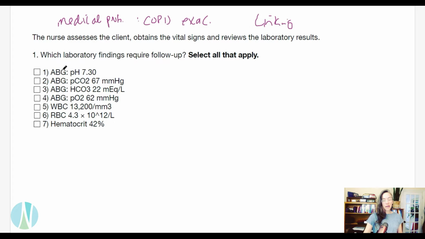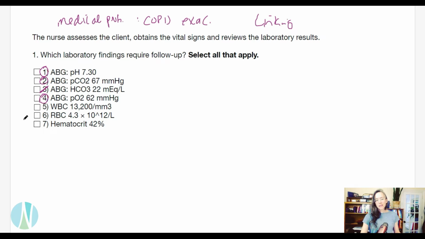So the pH was low, and that would be concerning because it was pretty low. The CO2 was really high, and that is telling us they have a lot of carbon dioxide build up in their blood. HCO3 was normal. I mean, just get rid of answers that have normal lab findings. The O2 was too low, so I'm going to be concerned about that.